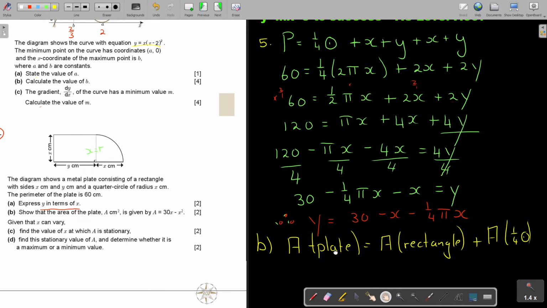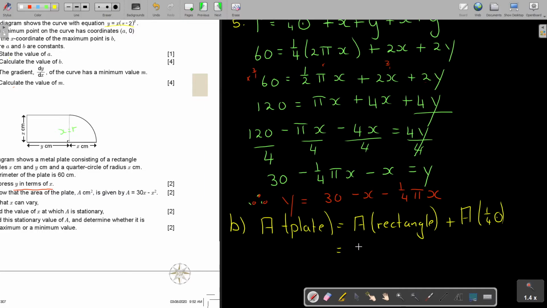Okay. Now, what is the area of the rectangle? Length times breadth. What is the area of the quarter circle? It's a quarter pi r squared. So, if I look at this one, I'm going to say, okay, y plus a, multiplied by x, plus, just remember the radius is x. Can you remember? The radius is x. So, a quarter pi x squared.